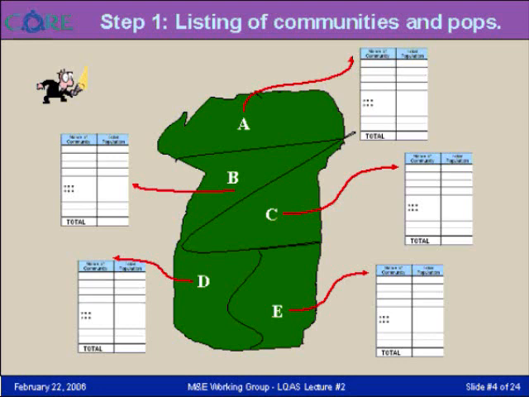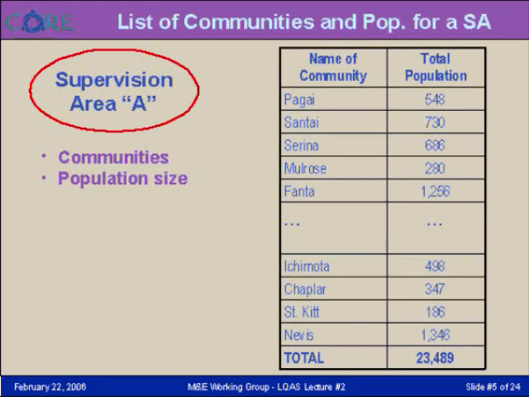Going back to our example of 5 supervision areas in our project catchment area, we will need to obtain the listing of communities along with their population size for each supervision area and conduct the same process that I am about to explain in the next few slides in order to randomly select communities and households for each of them. The first step is to obtain the listing of all communities in each supervision area along with the population sizes respectively. Let's take a look at an example of how we can do this in supervision area A.